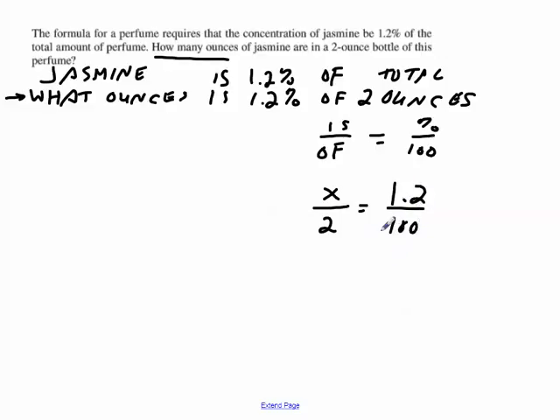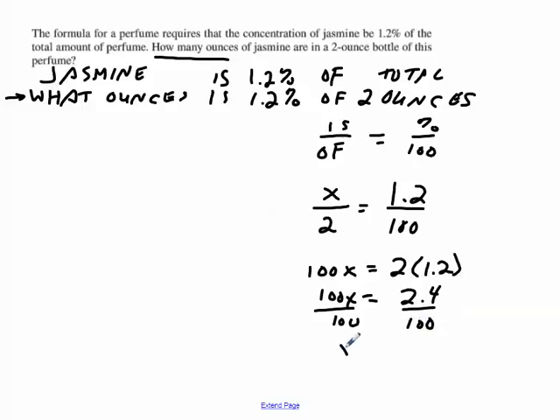1.2 out of 100. And now we just cross multiply: x times 100, or make it prettier, 100x equals 2 times 1.2. 100x equals 2.4. Divide by 100, divide by 100. X equals 2.4 divided by 100, move the decimal point 2 spots, 0.024. So how many ounces? 0.024. It doesn't say to round, so that's my answer. X equals 0.024.